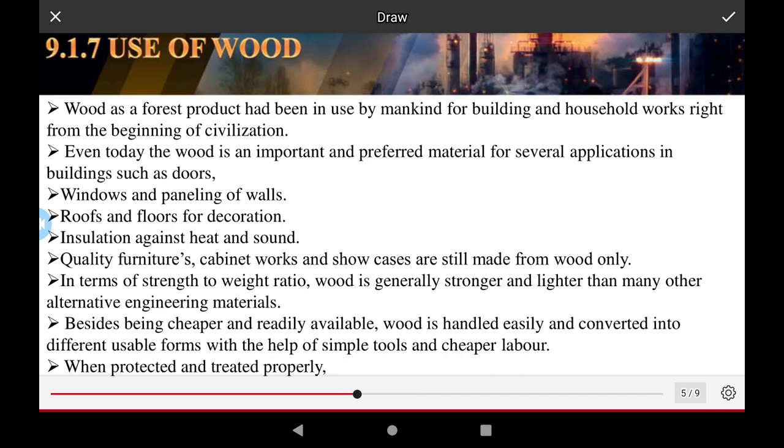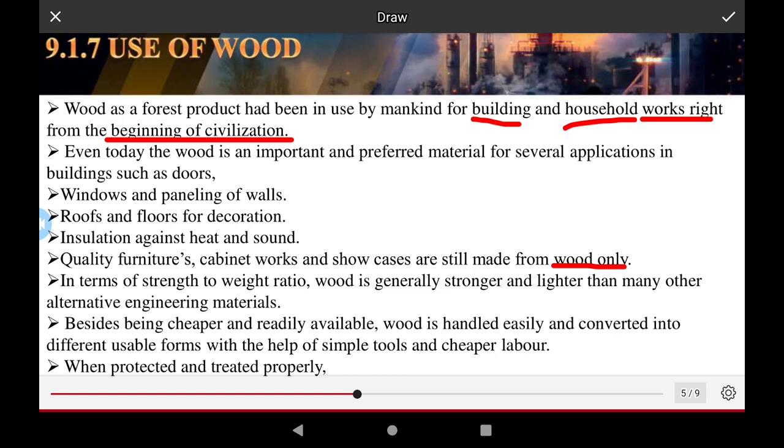Wood is a forest product and has been used by mankind for building structures and household work right from the beginning of civilization. Even today wood is an important and preferred material with several applications in buildings, such as doors, windows, paneling of walls, roof and floor decoration, insulation against heat and sound, and quality furniture, combining the work and showcase made from wood.